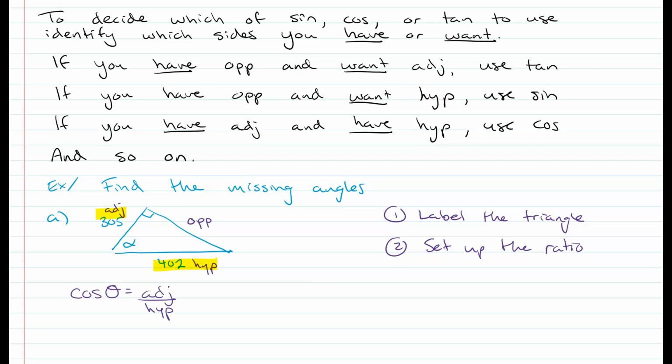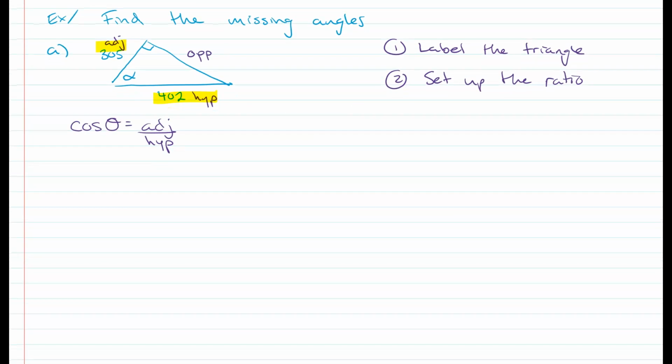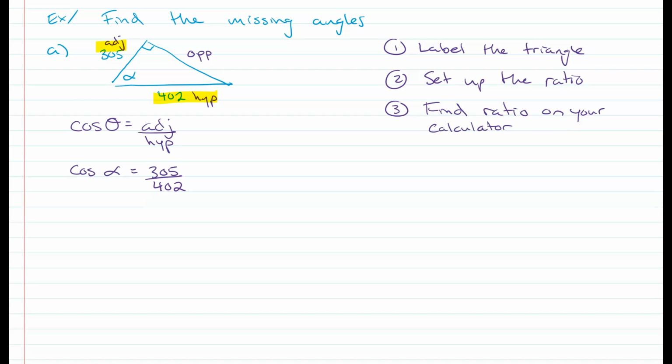Cosine theta equals adjacent over hypotenuse. And I'm going to put in my known values. Cos of alpha equals 305 over 402. And now I'm going to find the ratio with my calculator. Remember that the ratio in this case is the right-hand side. It's that 305 divided by 402. That's what the ratio is. It's going to give us a decimal number. And for sine and cosine, that will always be between 0 and 1.